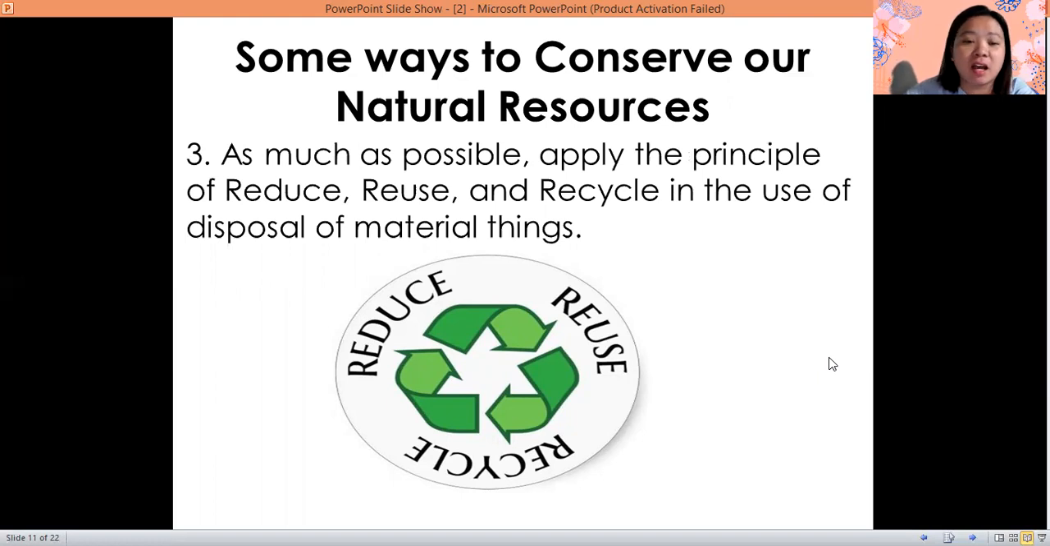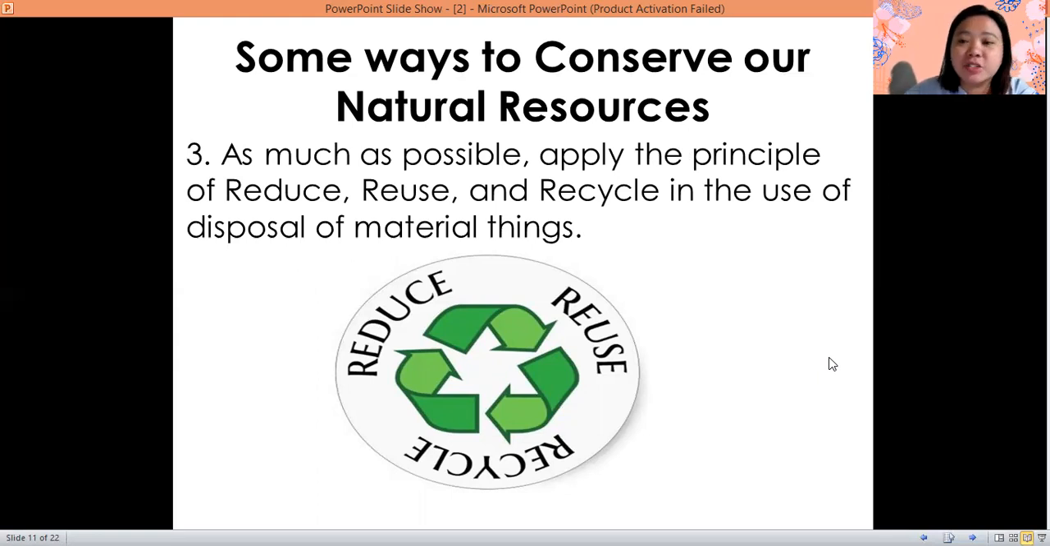use of disposal of material things. So these are your garbage. So in your garbage, there are some things that we can reduce. Okay, reduce using of plastics. We need to reuse again, like the bottles. The bottles, we can reuse it by use it as a water bottle in our ref, or we can use it as a plant pot for our plants.